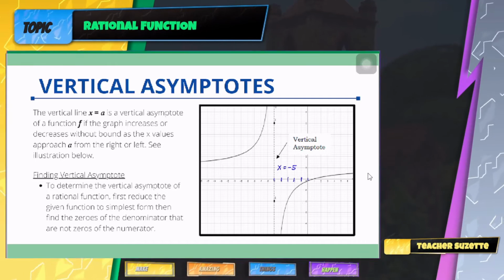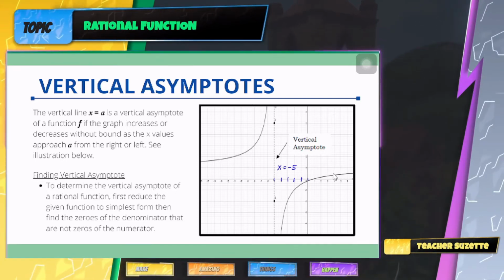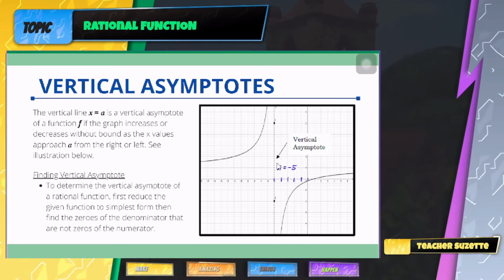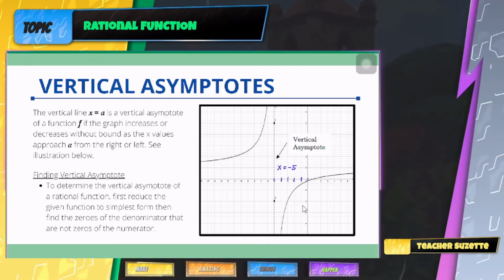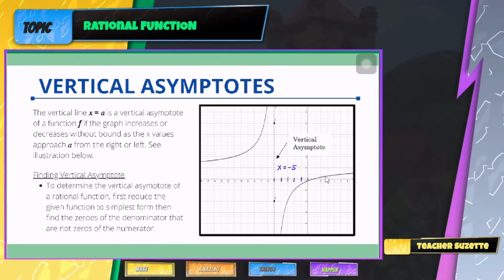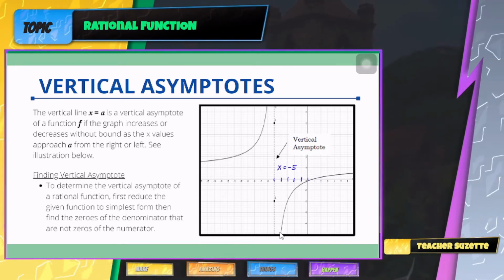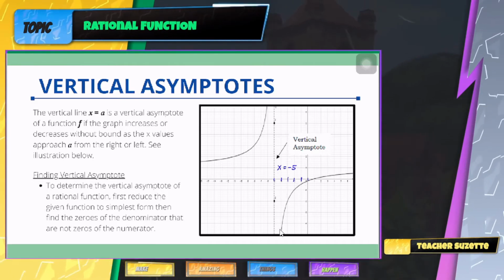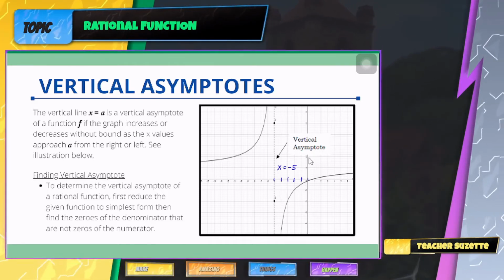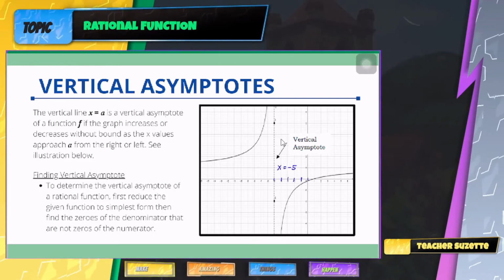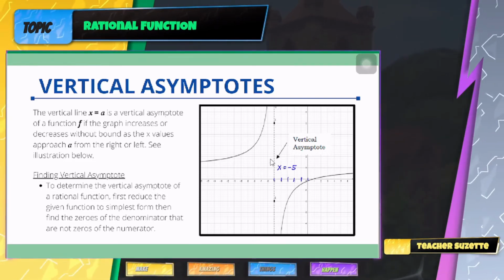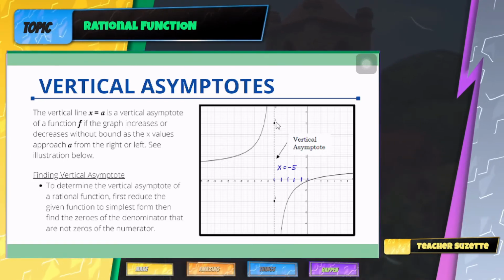Then, from the right side of the vertical asymptote, you can observe the behavior of your graph as x decreases from positive toward negative. It decreases without bound and approaches your vertical asymptote. It will approach but it will not touch or intersect your vertical asymptote. So that is your vertical asymptote, a line which is x is equal to a.